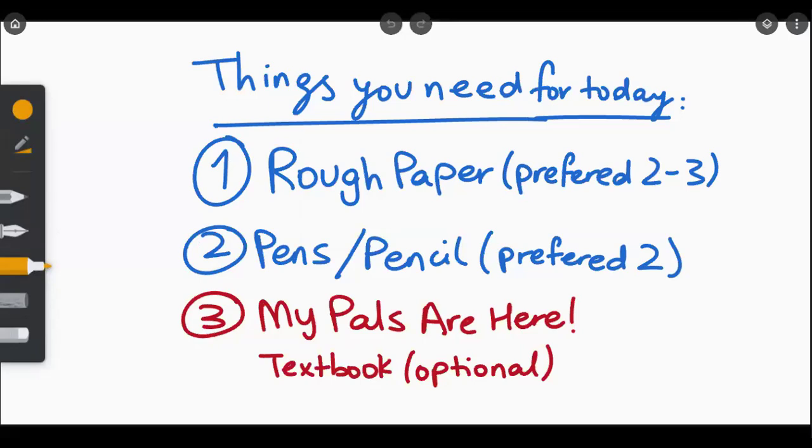Firstly, I would like you all to have your rough paper and your pen or pencil. And if you have your My Pals Are Here book, I leave it up to you. If you want to have your book, you can go and grab it. If not, it's okay. But minimally I must have these two things here.